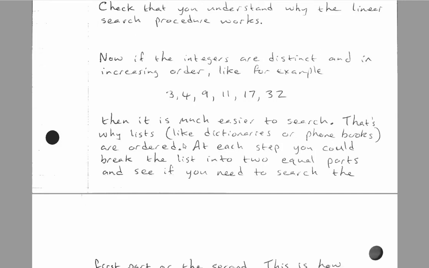If you've ever actually picked up a physical paper dictionary and looked for a word, you don't start with the first word, then the second word, then the third word. No, you'd maybe open the dictionary in the middle, and see, is the word you're looking for going to be before that or later than that? So it's much easier to search ordered lists.